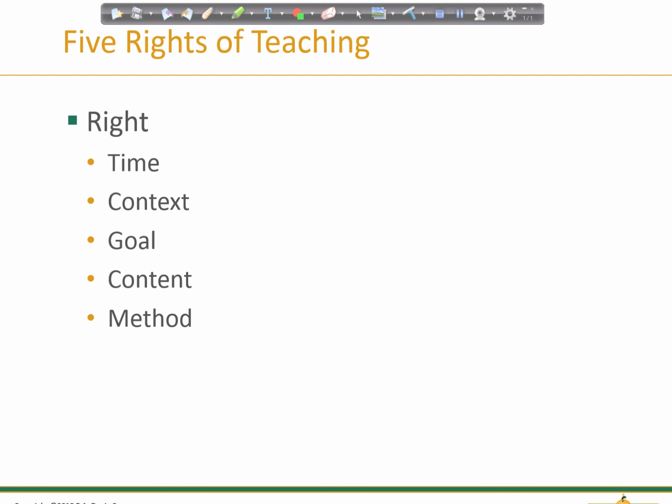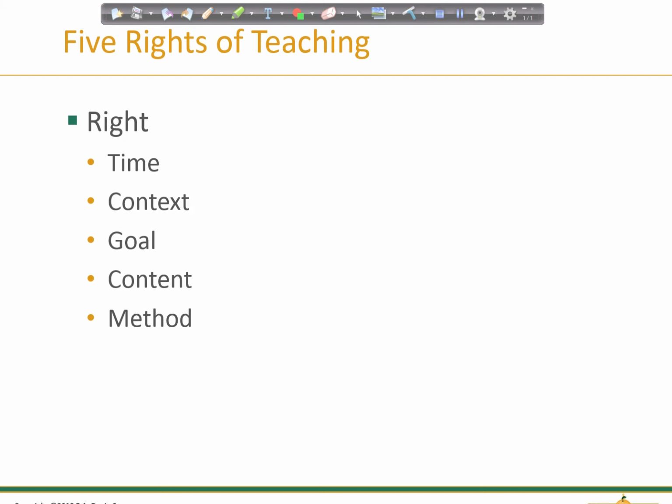So there's 5 rights of teaching. So you want to teach the patient at the right time. Are they free of pain? Are they very anxious? Are they motivated to learn? Those are all important things. Have you developed a trusting relationship with that patient? Did you set aside sufficient time for teaching the patient?